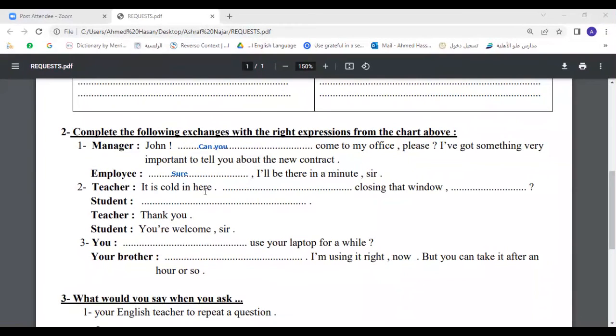Who can answer number 2? Raise your hands, please. Hurry up. Raise hands if you know the answer. Teacher and student. Teacher: it is cold in here. Could you close that window? Student replied. Teacher said, thank you. Student: you're welcome, sir.